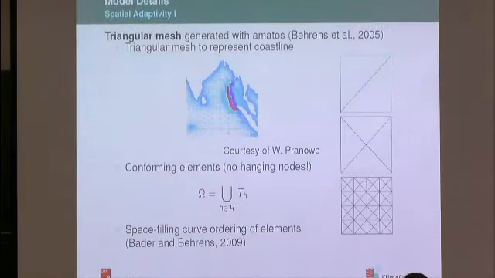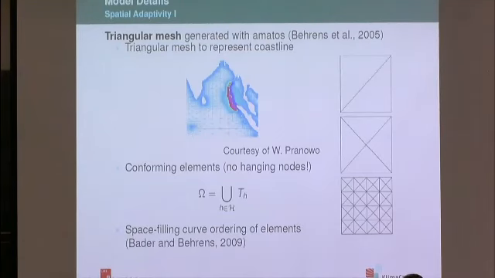So let me start with the model details. Jörn already said we work on adaptive DG models. So what kind of adaptivity are we using? We're basically using h-adaptivity. We use an adaptive mesh, it's spatial adaptivity.